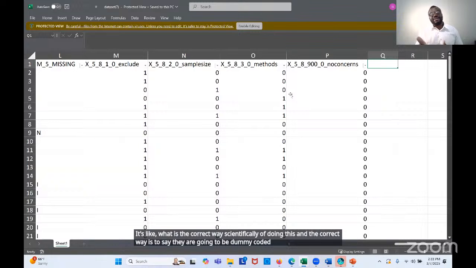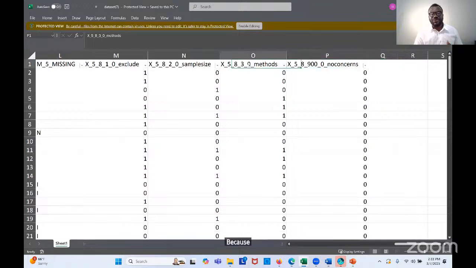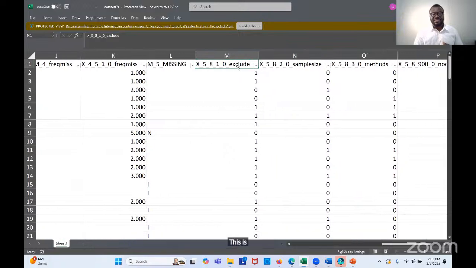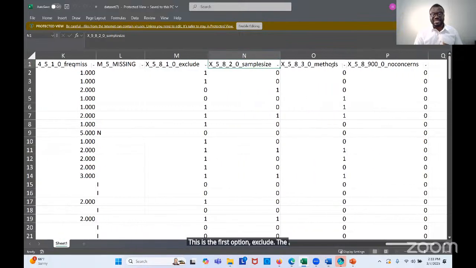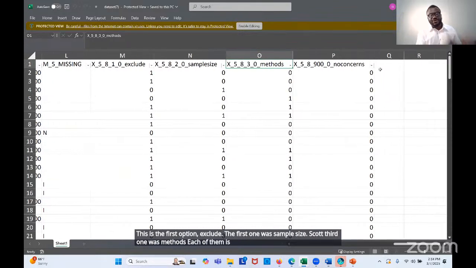Now, part of your question was, won't that lead to confusion? Well, no, because each option is a column of its own. So you look at all these options, right? This is the first option, exclude. The first one was sample size. The third one was methods. Each of them is captured in a separate column of its own.